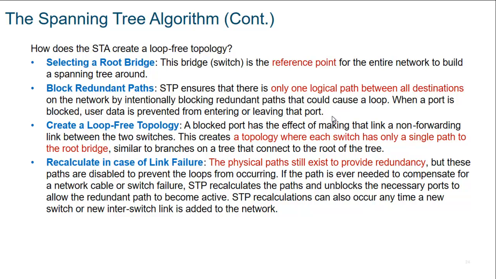Recalculate in case of link failure. Links go up and down, so the physical path still exists to provide redundancy, but these paths are disabled to prevent the loops from occurring. If the path is ever needed to compensate for a network cable or switch failure, STP recalculates the path and unblocks the necessary ports to allow the redundant path to become active. STP recalculations can also occur anytime a new switch or new inter-switch link is added to the network.